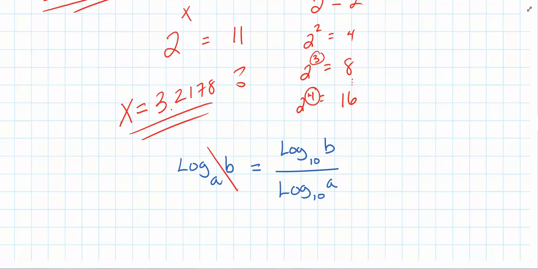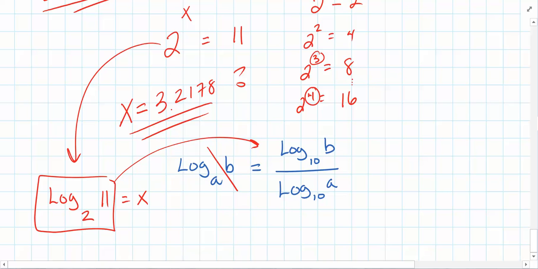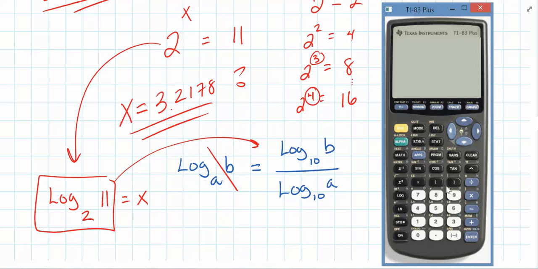So how do I figure out what this one's going to be then? Well, I want 2 to the x equals 11. Let's change that to log form. What would that be? Log base 2 of 11 equals x, right? So I'm going to plug this into my calculator using the change of base formula. All right, so here we go. Follow along with me. I got log 11 divided by log 2.